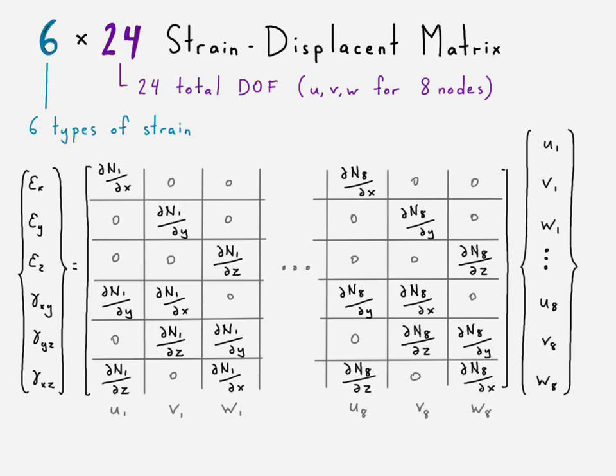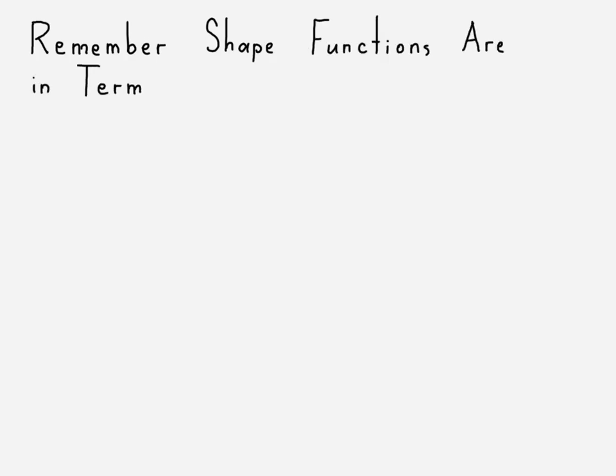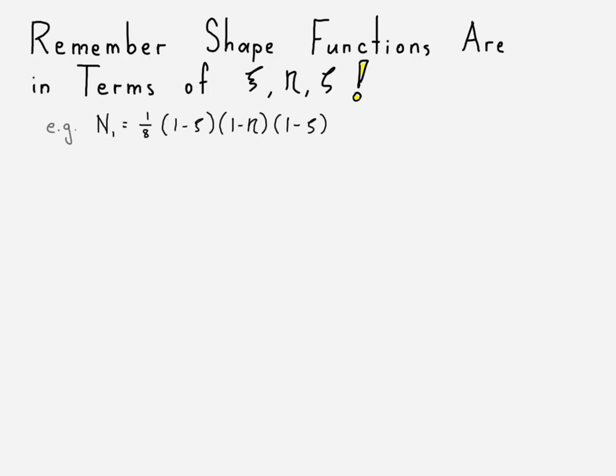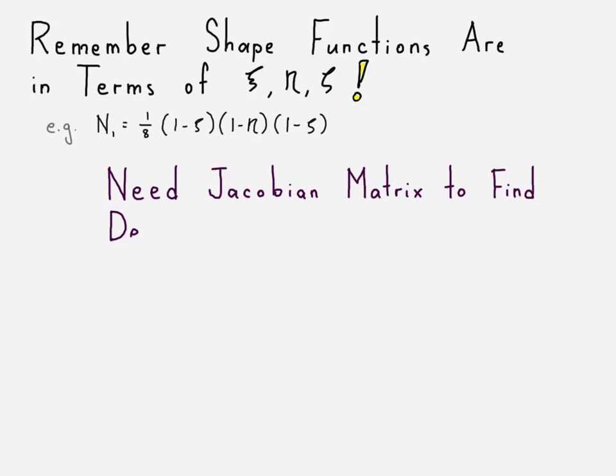All right, great. Now, of course, one thing similar to the difficulty we have with our 2D isoparametric quadrilateral element is recognizing that our shape functions are not in terms of x, y, and z. Remember, they are in terms of our natural coordinates. So that'd be xi, eta, and zeta. And so for that reason, we need to go back to our friend, the Jacobian matrix. There it is. I got a little bit ahead of myself. There it is. Need the Jacobian matrix to find the derivative with respect to our physical coordinates.